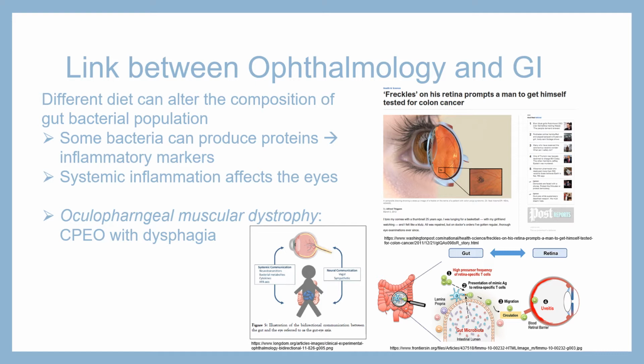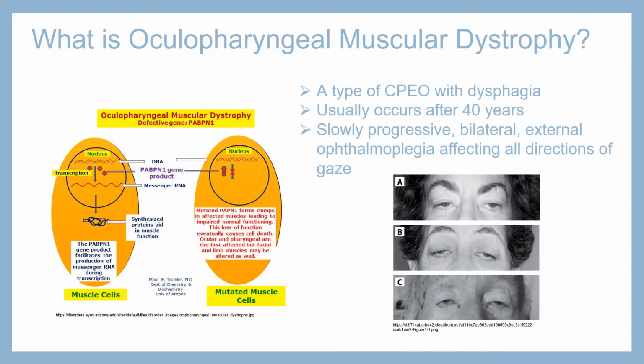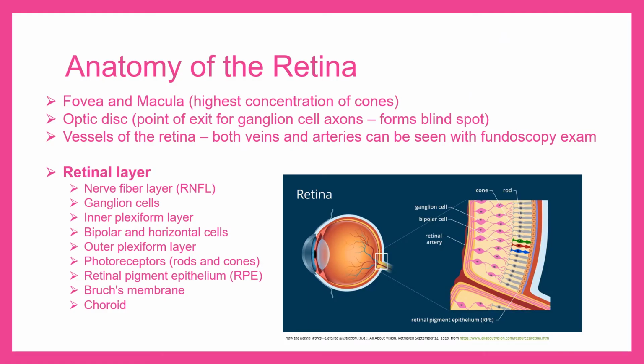Oculopharyngeal muscular dystrophy is a form of CPEO with dysphagia, which is a problem along the GI tract. It usually onsets and presents itself to the patient after 40 years. The trademark sign of this disease is the slowly progressive bilateral external ophthalmoplegia that affects all directions of gaze. Let's look at the anatomy of the retina before we move on.